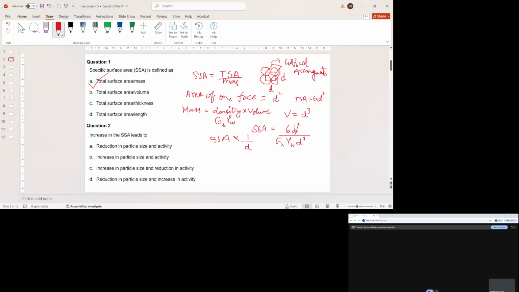All right. So D is a direct measure of particle size. So the lower the particle size, the higher the specific surface area will be. So that leads us to the next question.